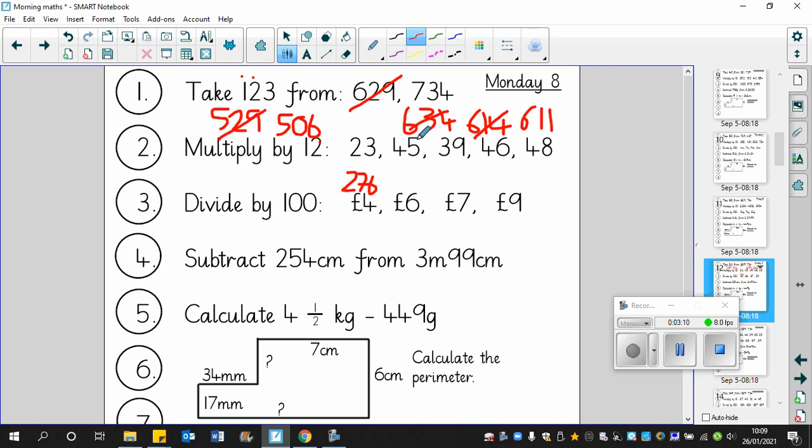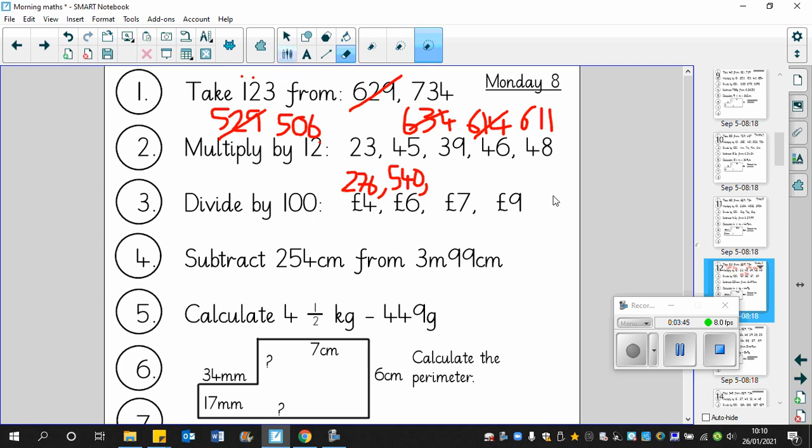45 times 12. So 45 times 10 is 450. And then 45 times 2 is 90, because 2 40s are 80 and 2 5s are 10. So 450 add 90 is 540. Okay, put a comma there, put a comma there, and get rid of that.